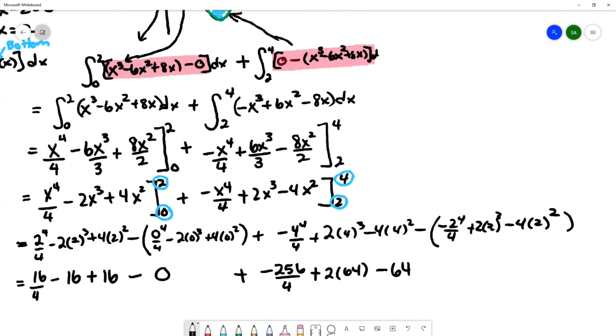And I'm going to go ahead and distribute and simplify at the same time, so we have a negative times a negative, which is a positive. 2 to the 4th is 16. Negative times positive is a negative. And 2 cubed is 8, times 2 is 16. And then a negative times a negative is a positive. 2 squared is 4, 4 times 4 is 16.